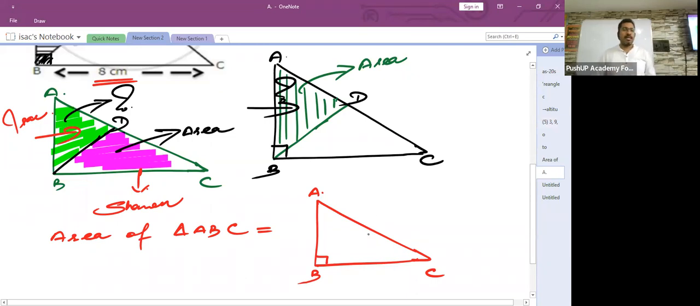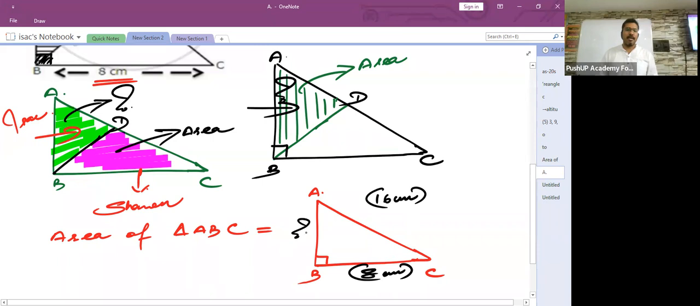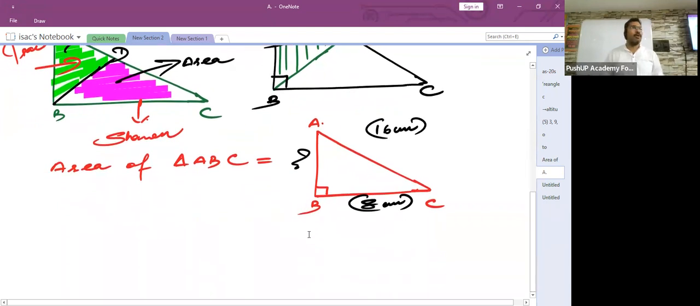In triangle ABC, how much was the length of BC? It was given to you, 8 centimeter. How much was the length of AC? It was given to you, 16 centimeters. Children, if BC is given, AC is given, and you know the triangle ABC is a right angle triangle, can't we make use of Pythagoras theorem and get the value of AB? Yes, we can get the value of AB. How much will be AB by using Pythagoras theorem?